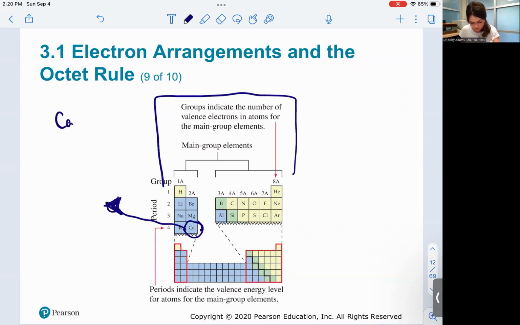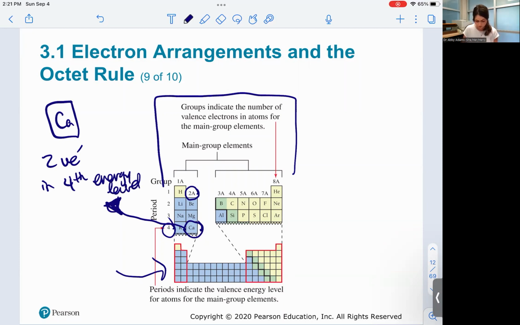And let's see, we have calcium. So we have some metals here. We have some non-metals, showing you where they're pulling from in this particular illustration. But let's talk about calcium. All right. So if we've got calcium, we see that that is in group 2A, and that's in period 4. So we know that there are 2 valence electrons that are in the 4th energy level.